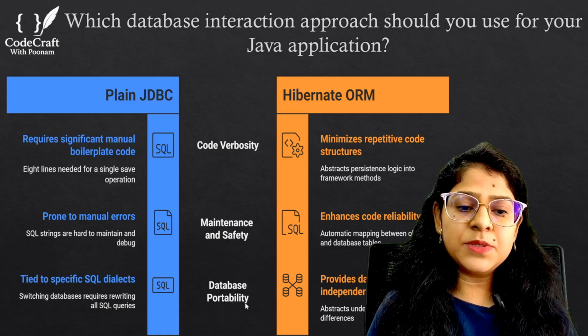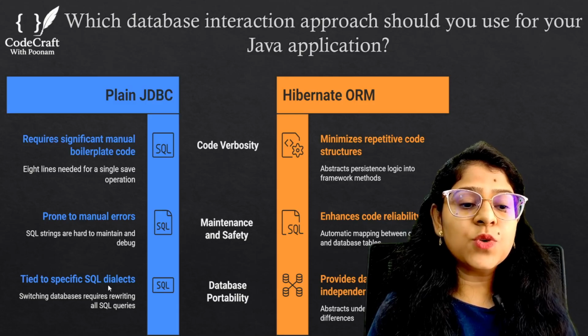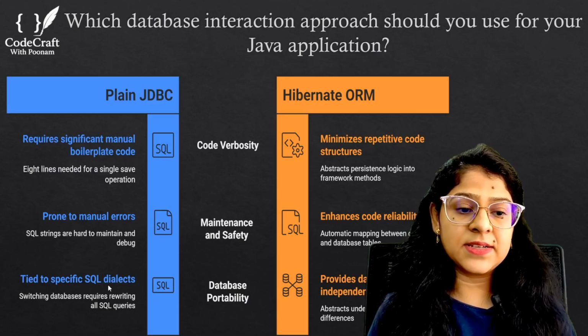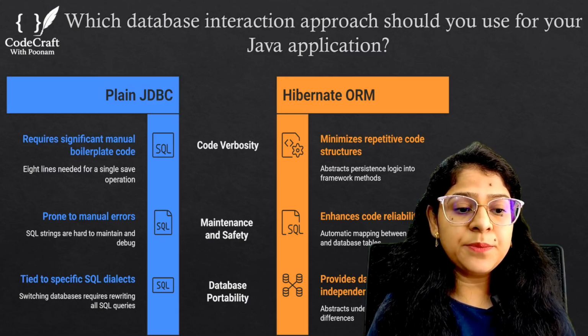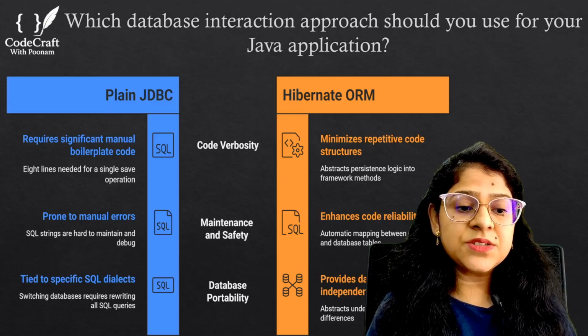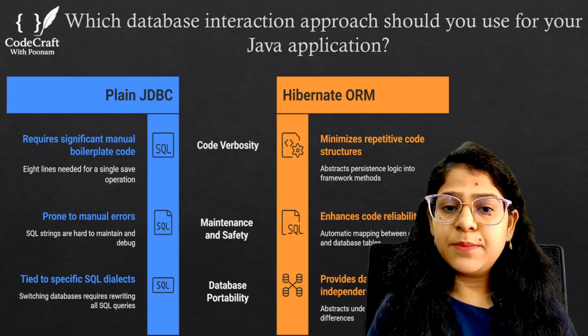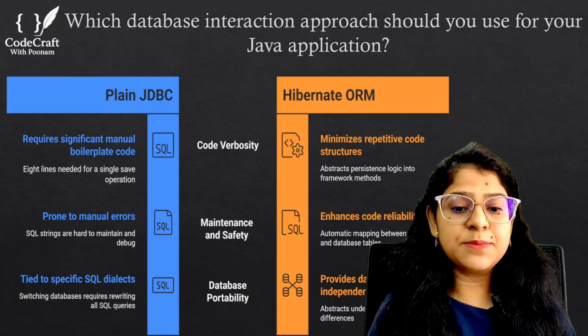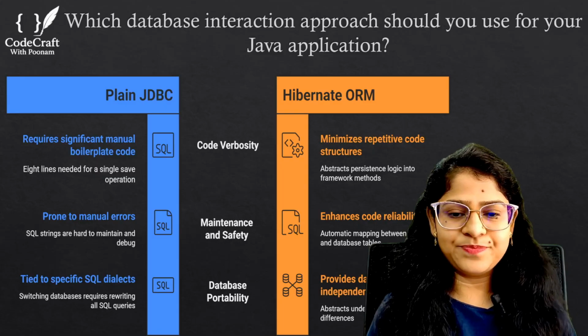And then coming to database portability, if you go with plain JDBC, then it is tied to a specific SQL dialect. So what happens due to that? Switching between databases requires rewriting all your SQL queries. And if you go with Hibernate ORM, then it provides database independence. Why? Because it abstracts underlying database differences. I hope you got it now.